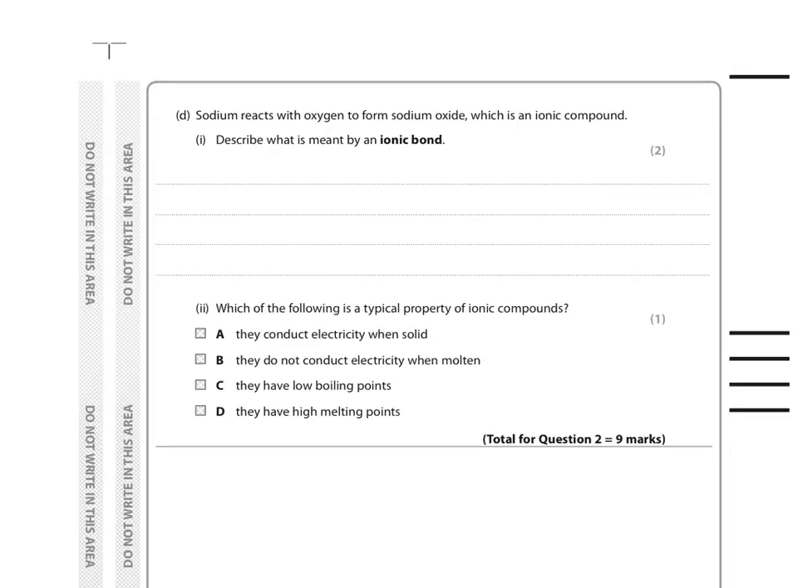Part D, sodium reacts with oxygen to form sodium oxide, which is an ionic compound. Describe what is meant by an ionic bond. Again, this is a definition. You just need to learn these. For an ionic bond, there's lots of good things that you can say about forming a regular array of positive and negative ions held together by strong ionic bonds. But what is an ionic bond? The ionic bond is the electrostatic attraction between positive and negative ions, and that's what gets you the mark.